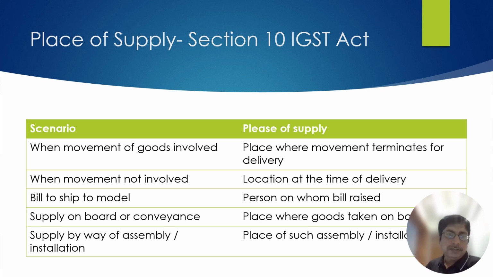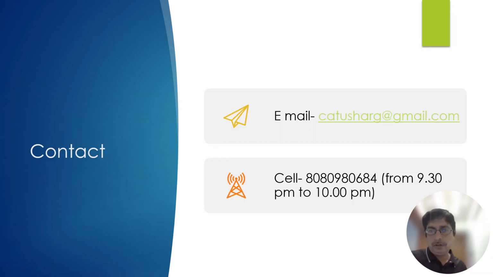Now the last scenario is the supply where there is an assembly or installation involved. The place of supply is where such assembly or installation has been done. That is the place of physical assembly or installation, that is the place of supply. In this way, we have covered all the 5 scenarios in case of place of supply of goods. The relevant sections are section 10 and section 11 of the IGST Act.